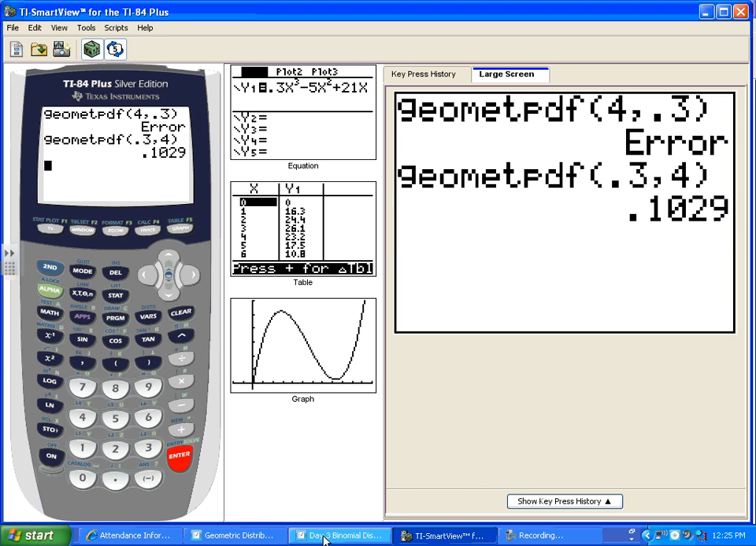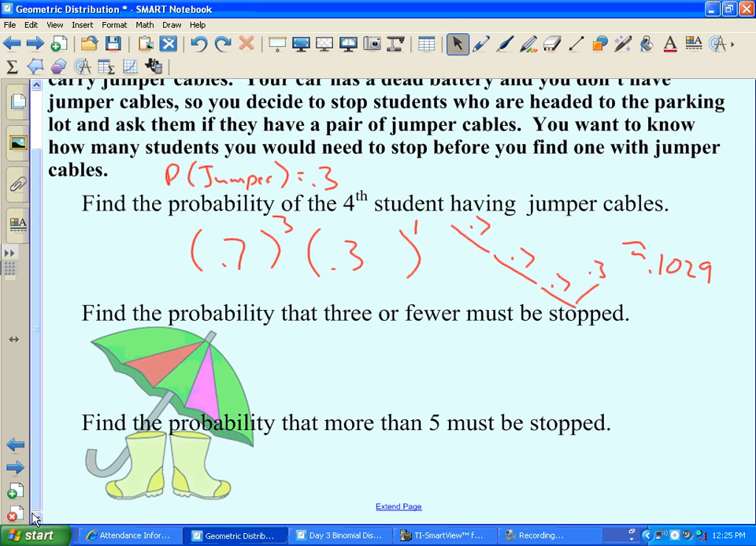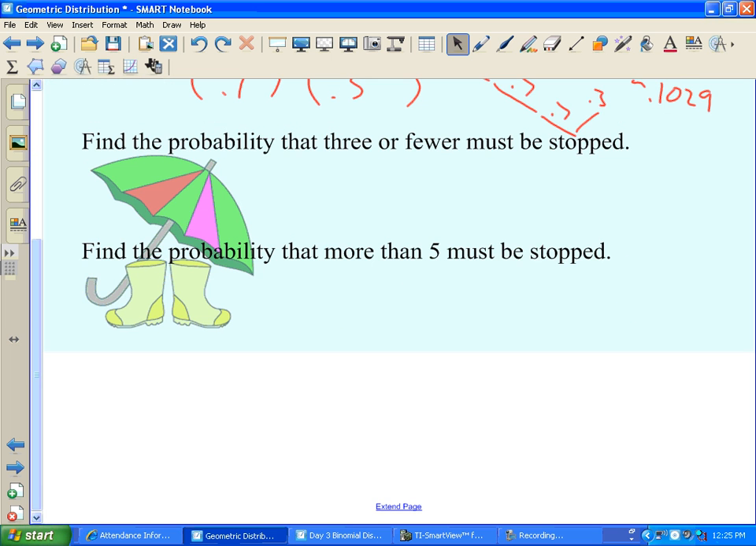Are we okay with geometric PDF? CDF is going to work the same way as the binomial did. CDF is up to and including. So find the probability that 3 or fewer must be stopped. Notice there's no zeros in this one. Think about the old one: if I was shooting free throws out of 12, there's a probability that I can miss all 12 of them. In geometrics, there's no zero.